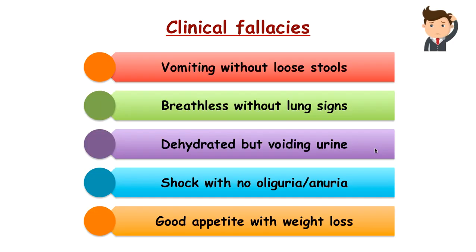Okay, so there are certain clinical fallacies when you manage a case of DKA. These patients have vomiting without loose stools. They are breathless, but there are no lung signs. There is no wheezing, no crepitations. Lung is absolutely clear. They are dehydrated, but they are constantly voiding urine. There is shock, but these patients are not oliguric or anuric, and mother will complain that child is losing weight despite having a very good appetite.